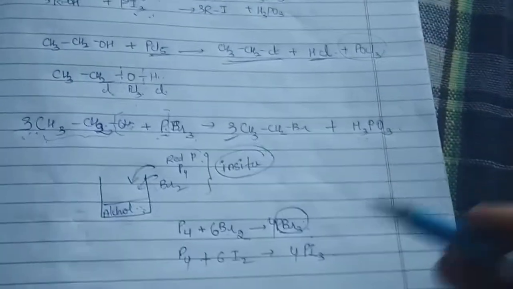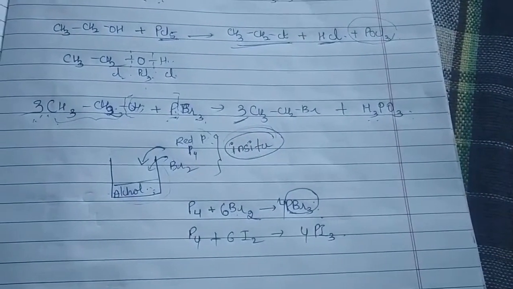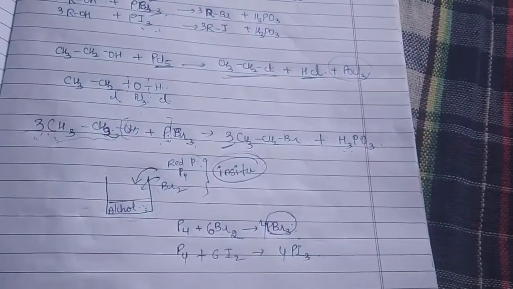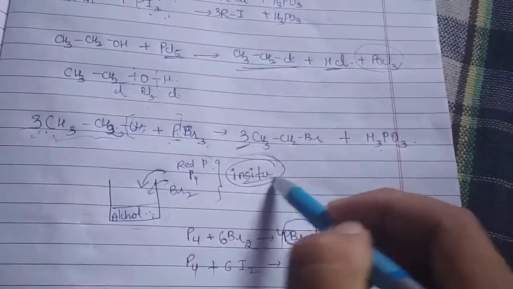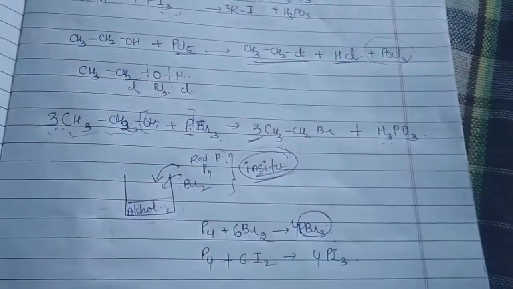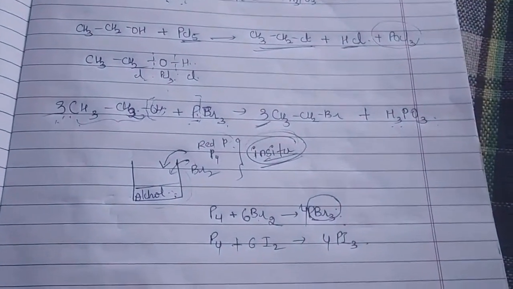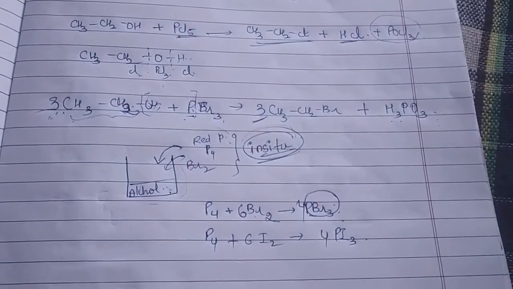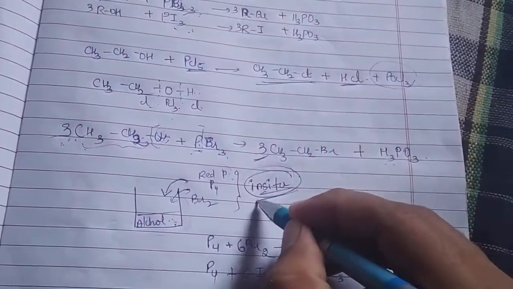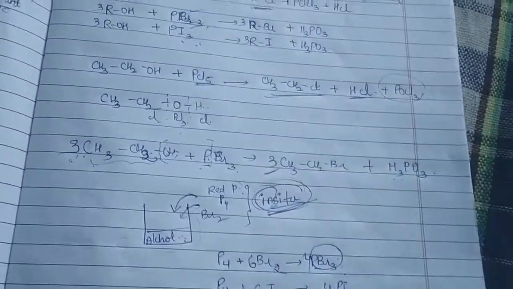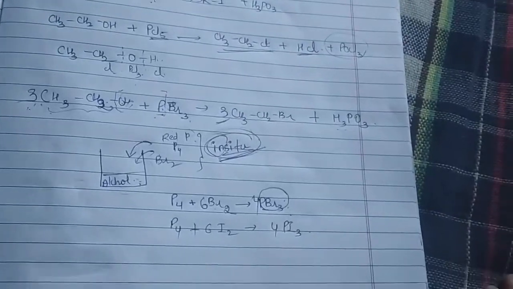So this method, where we introduce the reactants to get a major reactant within the system or the reaction mixture, is called in situ. Sometimes they can ask you what is the method name for the preparation of phosphorus triiodide or phosphorus tribromide. You should remember it is an in situ method. We are introducing it within the system.